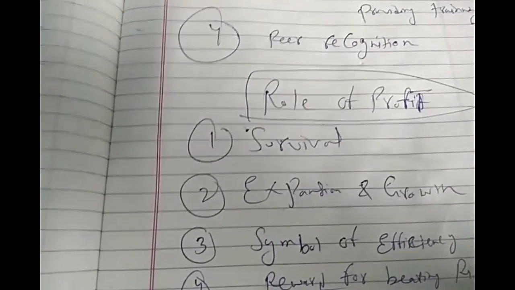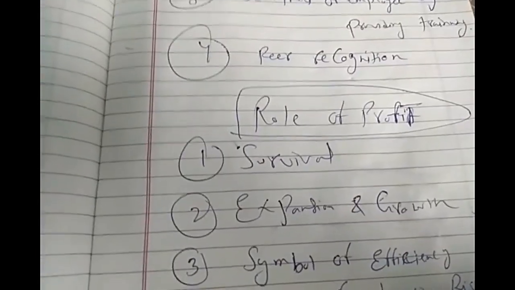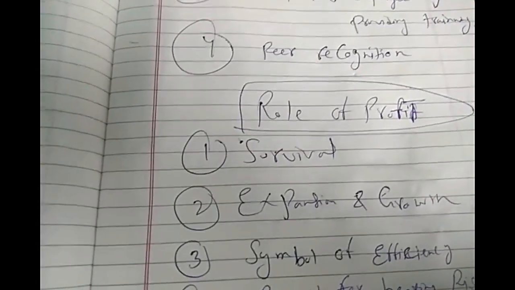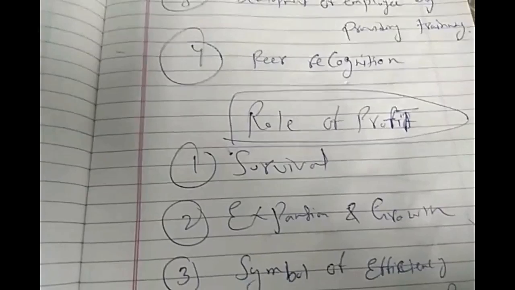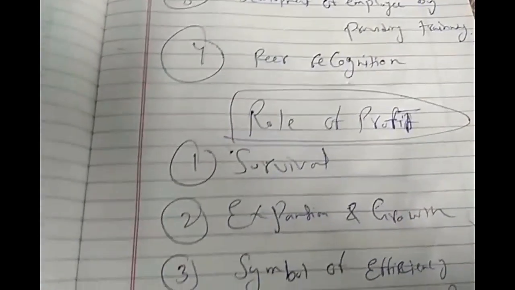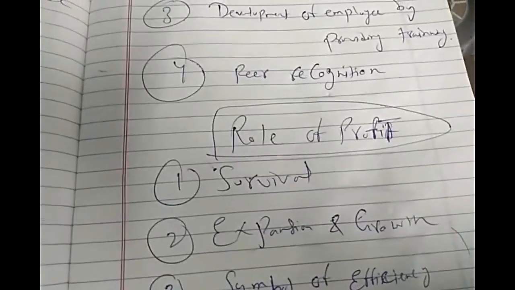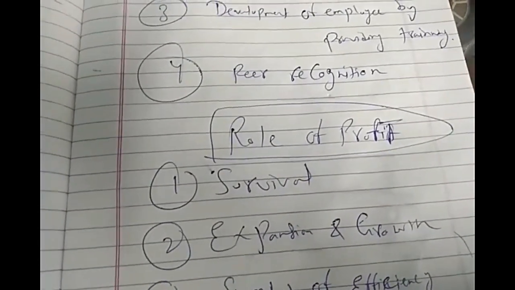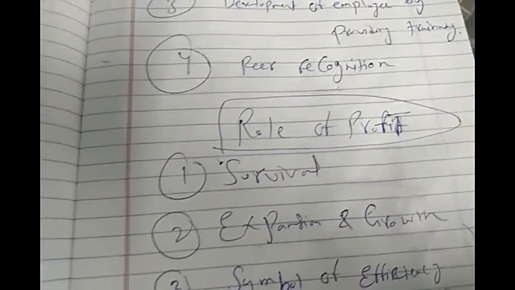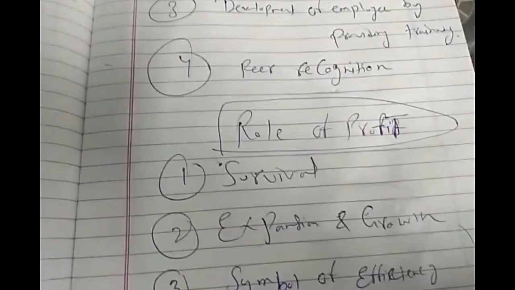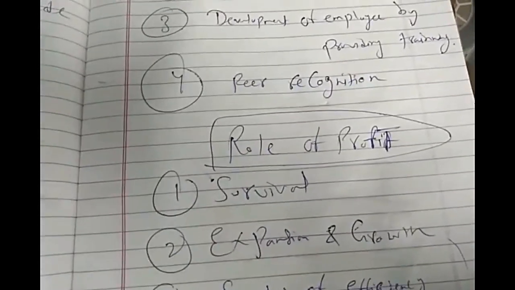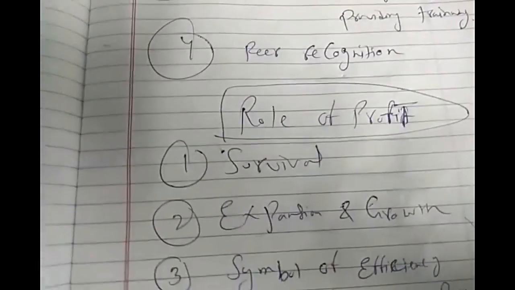The first is survival. Obviously, if the businessman wants to survive in this competitive market, he can survive only when he is earning more and more profit with this business unit. If he is not going to earn, he is not going to survive. That is the most important role that profit plays for the survival of a business in the competitive market.